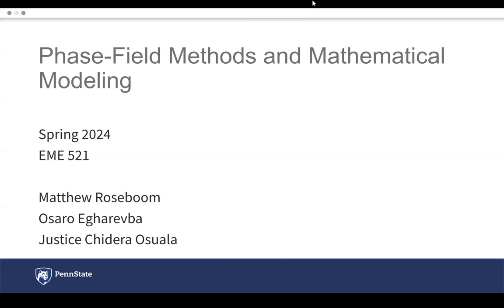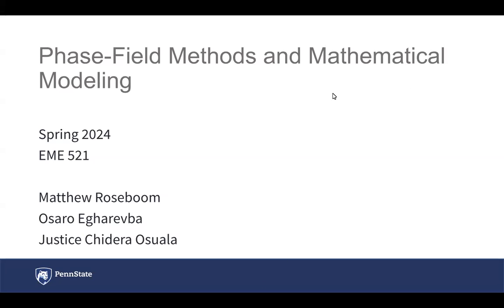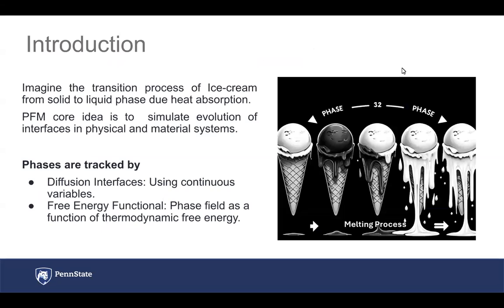So I will just move to the next slide to introduce what phase field methods and mathematical modeling is. You can see a picture of an ice cream changing phases from a solid phase down to kind of an aqueous phase or a liquefied phase, right? So the phase field model is a mathematical and computational approach that can be used to describe or help us understand how this phase transition works in any system, mostly for solid systems.